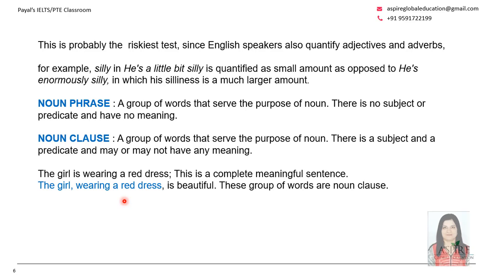Now, what exactly is a noun? A noun is a word, a single word, or a group of words that answers my question who, what, which. For example, if I say who is beautiful, the girl wearing a red dress is beautiful. So it means a group of words that will answer my questions about who, what, which could be a single word, could be a group of words, and that will act as a noun.